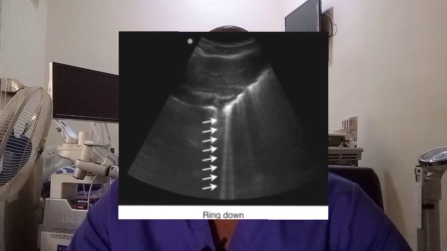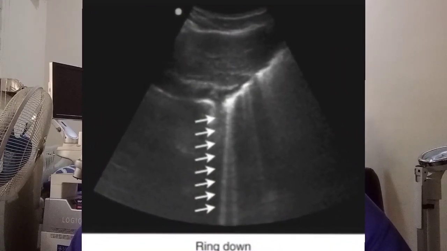Now, ring-down artifacts. Ring-down artifact is a phenomenon that occurs when air or gas is suspended in a fluid medium. It appears as a line or uninterrupted echo in the direction of the sound beam and deep to a strong reflector.